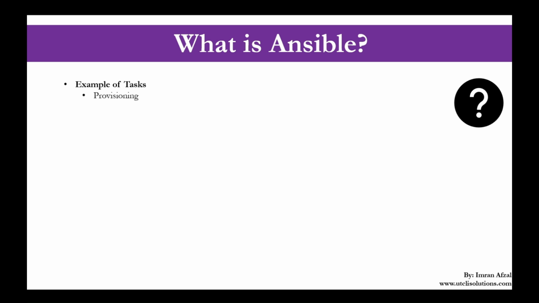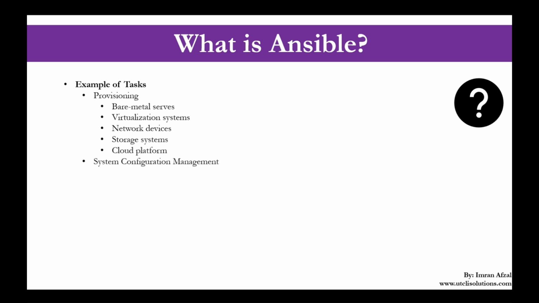Provisioning, which we already have talked about. You could actually provision your bare metal server, virtualization systems, network devices, storage system, cloud platform. Also, you could do system configuration, as I mentioned. What are the examples of system configurations? Such as updates or upgrades, package installation, service configuration, stop, start, restart of any services that can be done using Ansible.